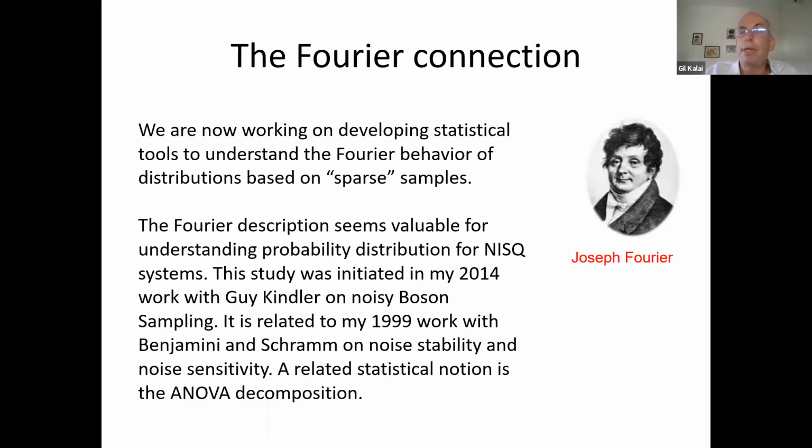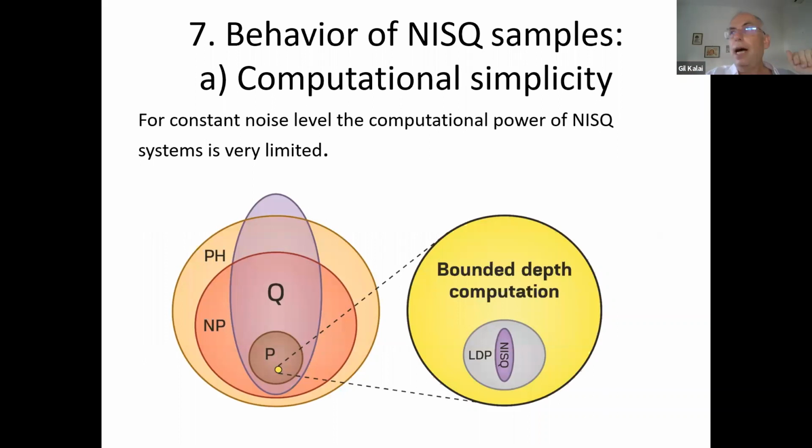Now we are working on developing statistical tools to understand the Fourier behavior of distributions based on sparse samples. One of the lessons we get from the statistical study in the Google experiment is that you can do quite a bit when you try to study statistically the output of quantum computers, using sparse small samples that are too small to get the entire empirical distribution. And we try to extend this idea to the study of the Fourier behavior.